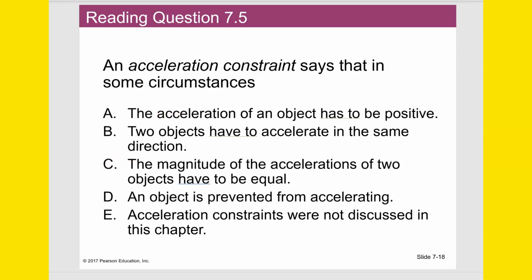It is choice C. The magnitudes of the accelerations of two objects have to be equal. That's in certain situations because of the connection between the two objects with a rope or a cable or maybe something even more than that. The objects have to have the same acceleration, at least in magnitude. Their accelerations have the same magnitude, although maybe not the same direction.